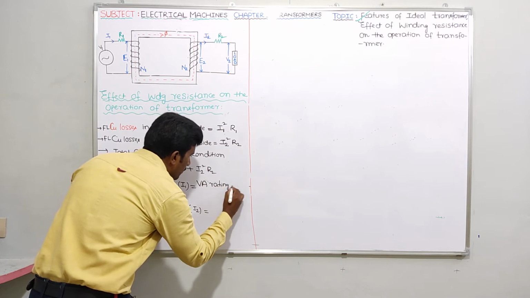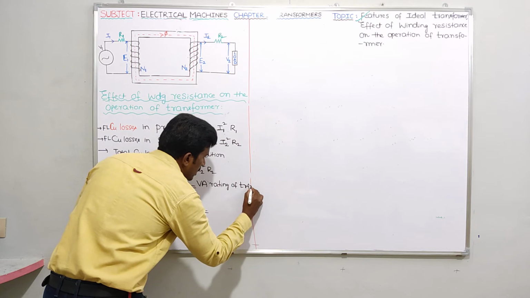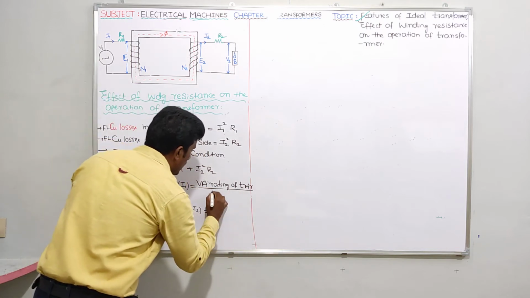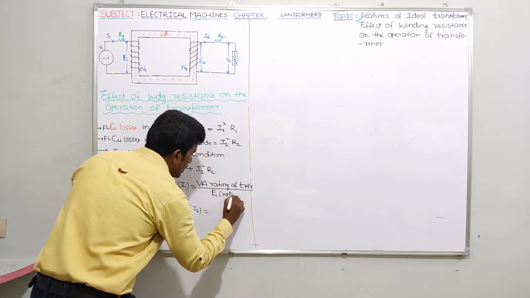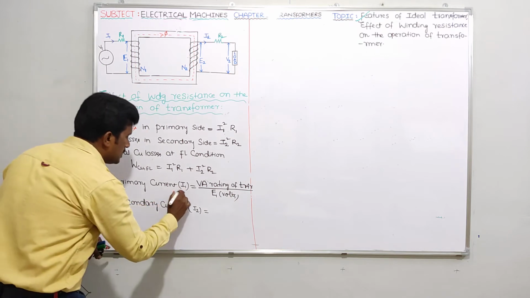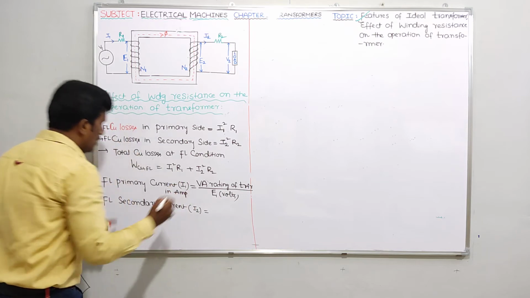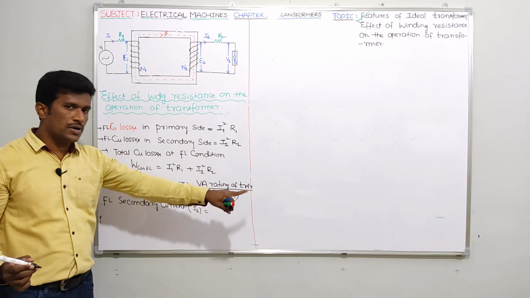VA rating of transformer, simply write TRFR, divided by E1 in volts. That becomes the full load primary current I1 in amperes. Full load primary current in amperes is equal to VA rating of transformer divided by E1 in volts.